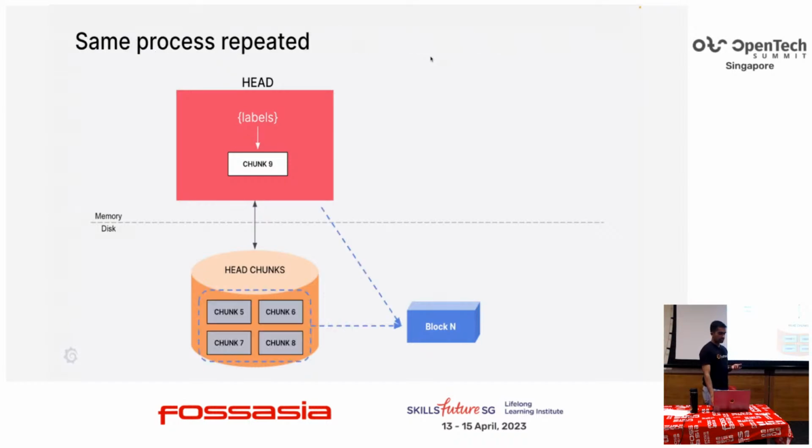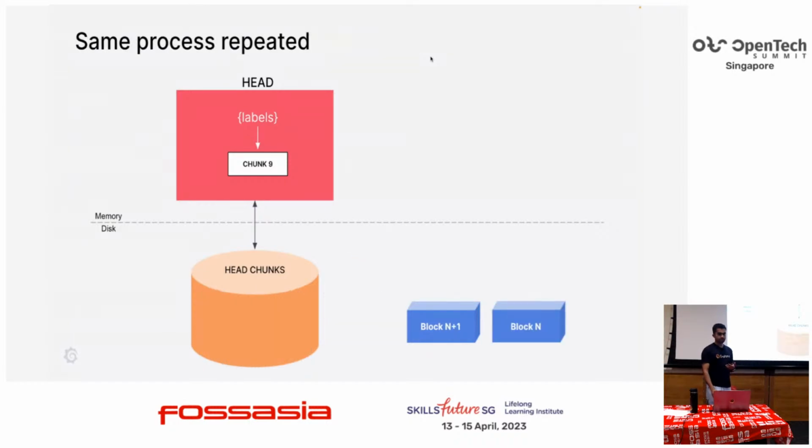And the same process repeats, we create another block. The earliest block, I'm numbering it n, the new block is n plus 1, it's like a linear set of blocks that come into the TSDB.